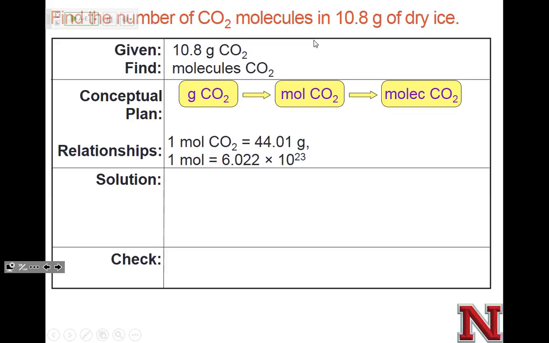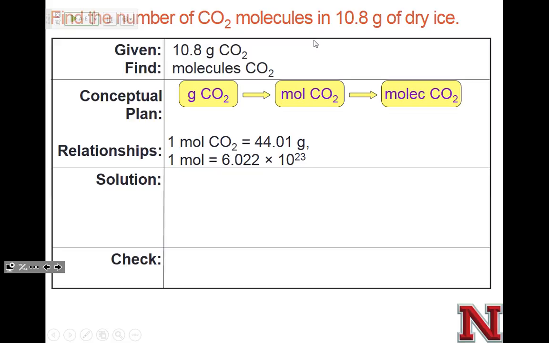So first off, our relationship, if we calculate this from the periodic table, we have 1 carbon at 12.01 and 2 oxygens at 16.00. So when you add that together, you have 44.01. Make sure you can do that on your own. So that tells me I have 44.01 grams of carbon dioxide for every 1 mole of carbon dioxide.